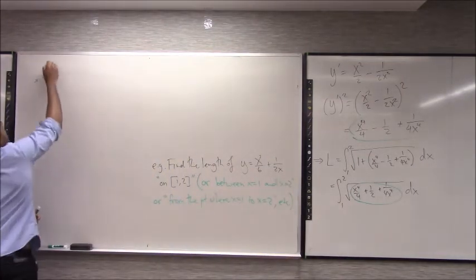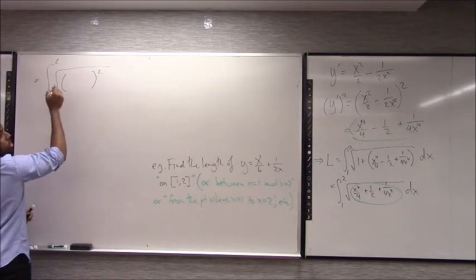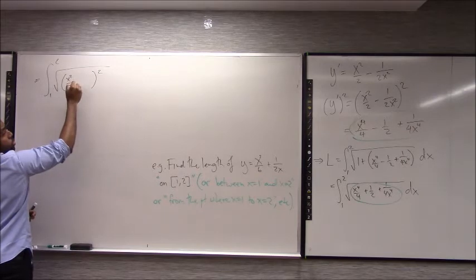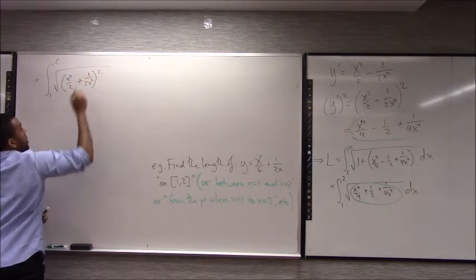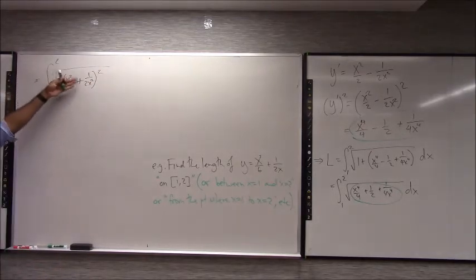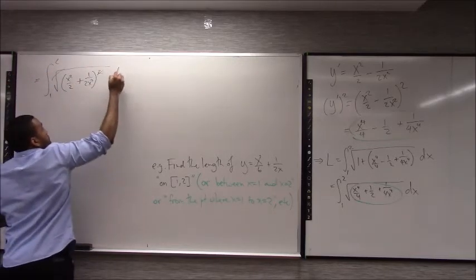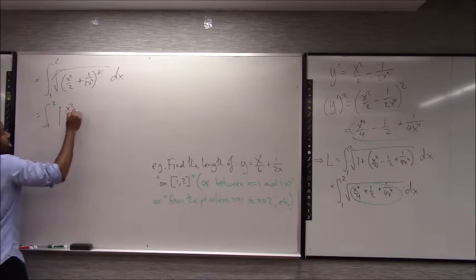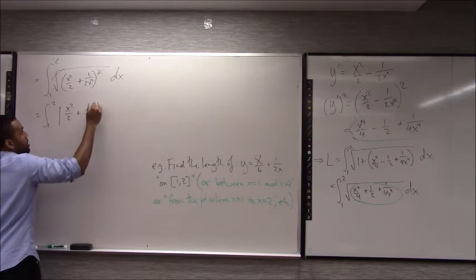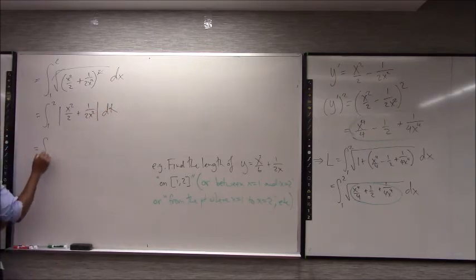So this is just equal to the integral from 1 to 2 of this thing squared, which is x squared over 2 plus 1 over 2x squared. Now we're on an interval where the x's are positive, so the square root of something squared that's already positive is itself. Technically you would get the absolute value here, but because our x is positive on this interval, it just ends up being itself.